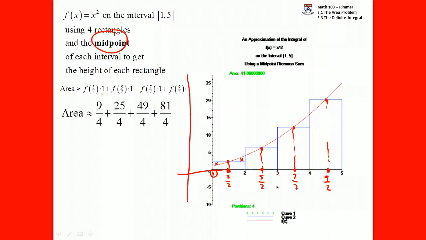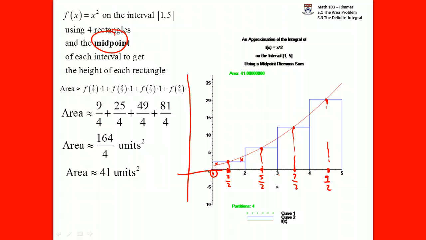So 9/4 and 25/4 and 49/4 and 81/4. If you add all those up and multiply by 1, so that you get an actual rectangle area, you get exactly 41. 30 was not enough, 54 too much, and 41 we're saying is pretty accurate. Not exact. It's not exact. We'll figure out how to get exact later. Right now we're just approximating. Section 5.1 is approximating. In section 5.3 we learn how to get it exact. Questions on this?